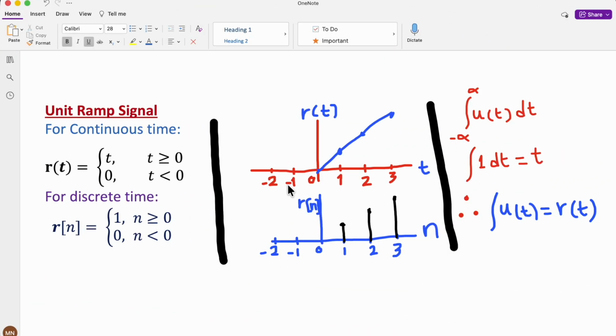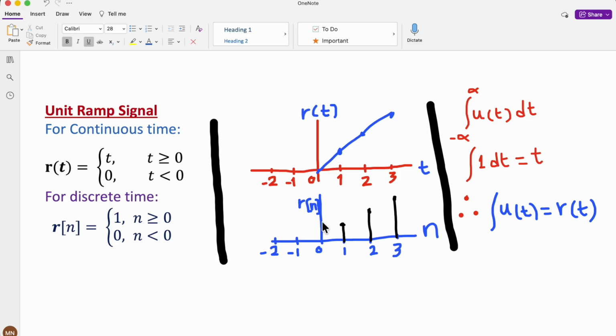You can represent that unit ramp signal using this two-dimensional diagram, where the x-axis is t, continuous time, and the y-axis is R of t. At t equals 0, it is 0. At t equals 1, it is 1, at t equals 2, it is 2, and at t equals 3, it is 3. So you can show the signal like a ramp. This is a ramp signal.